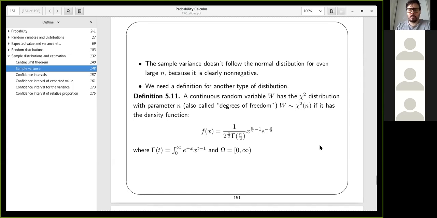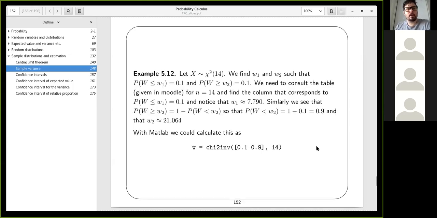All right, let's go. So here's an example. Let's say X has a chi-squared distribution with degrees of freedom 14, and we need to find W1 and W2 such that the probability that this, again, here I have X and I mix these. Why do I mix these X and W's? I'm terribly sorry. You can probably see I didn't have time to proofread all my translations here.